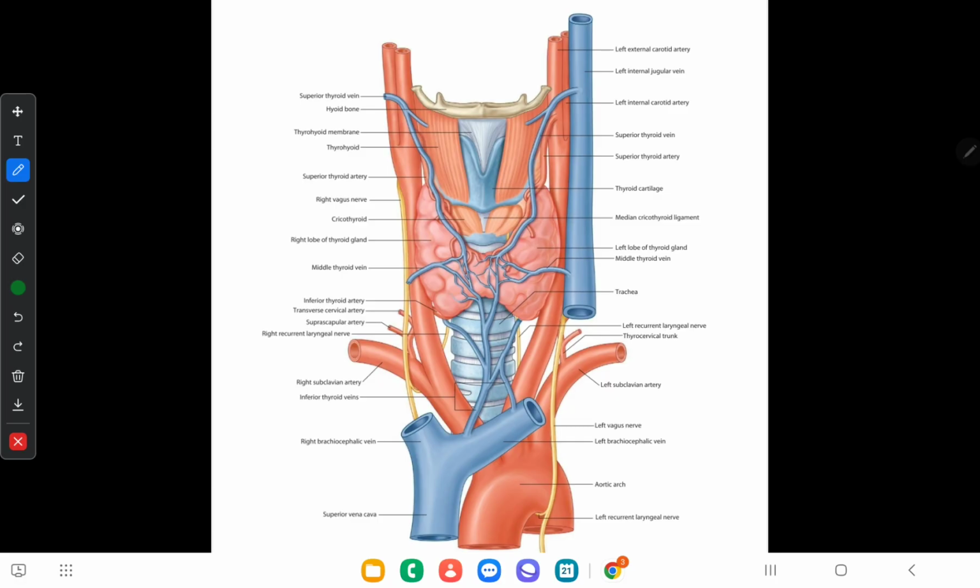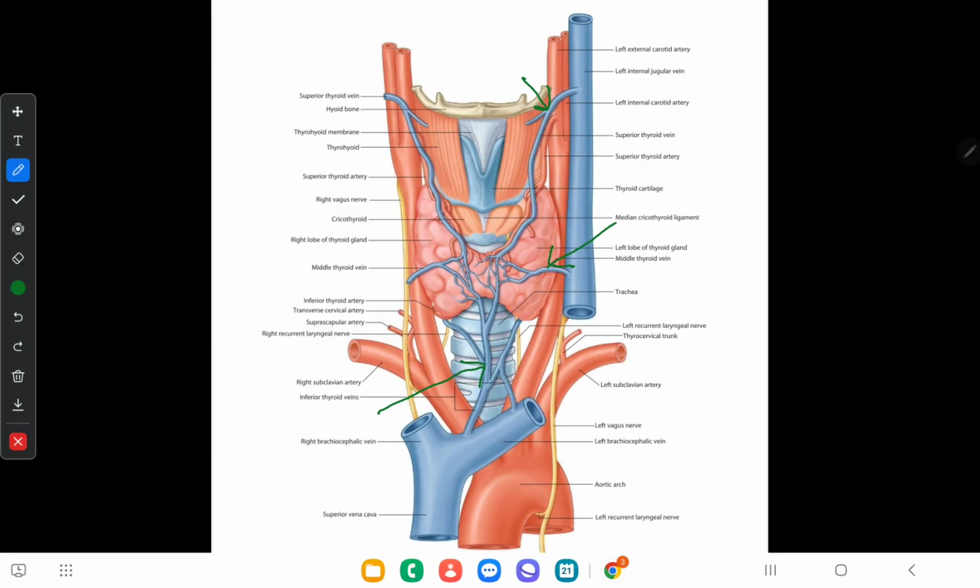Next we will discuss the venous drainage of the thyroid gland. The thyroid veins do not accompany the thyroid arteries. The following 3 pairs of veins arise from venous plexuses that lie deep to the true capsule. The superior thyroid veins, this is the superior thyroid vein, then the middle thyroid vein, and then finally the inferior thyroid vein.